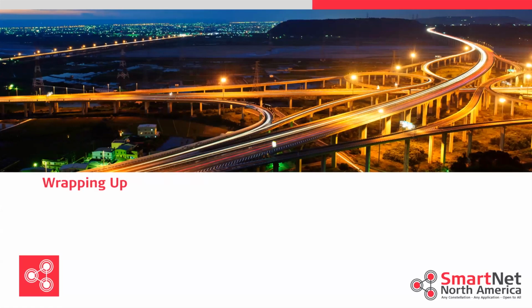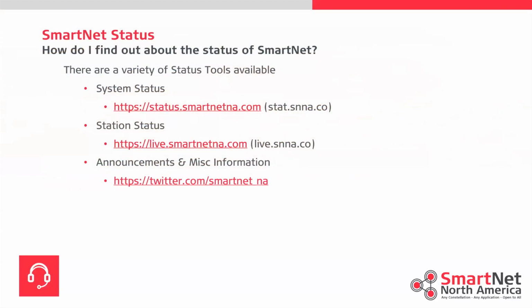So, wrapping up. We're going to get some more questions in a second, but we know some questions that were going to be asked, so we thought we would put them right here. How do I find out about the status of SmartNet? We have a lot of tools. We get asked this question all the time: status.smartnetna.com or stat.sna.co. You can go there if you want live status of a station. Live.smartnetna.com will take you right there. Or if you want to see what's going on in the Twitterverse, you can look at twitter.com/smartnetna, or you can just look on the portal and it has all of that information there as well. The status is also linked at the bottom of this page, so you can find it there as well.